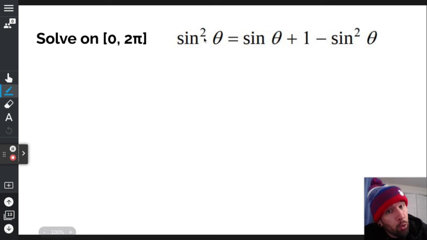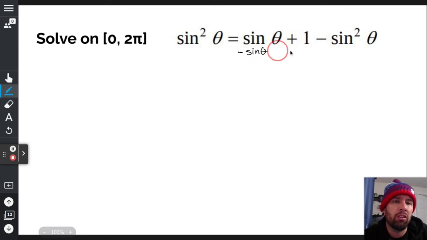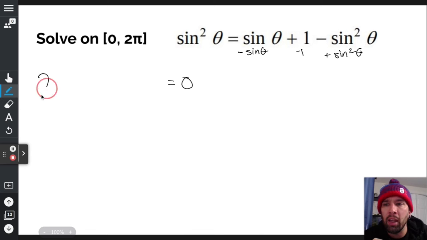All right, solve on the interval 0 and 2 pi. I have sine squared theta equals sine theta plus 1 minus sine squared theta. Let's move everything to the left. Okay, so let's subtract sine theta. Let's subtract 1. Let's add sine squared theta. That way it equals 0 because I sense some factoring that's going to happen. If I add sine squared theta to sine squared theta, that gets me 2 sine squared theta minus sine theta minus 1.